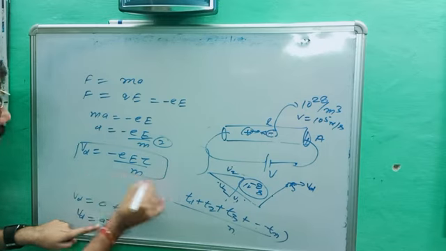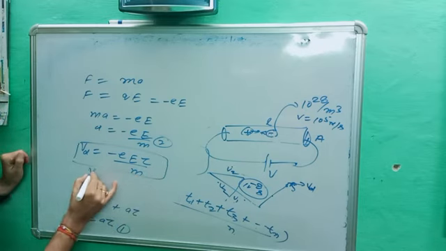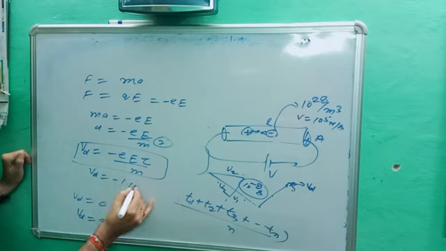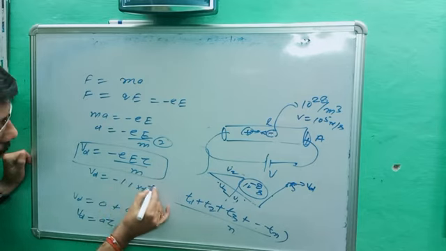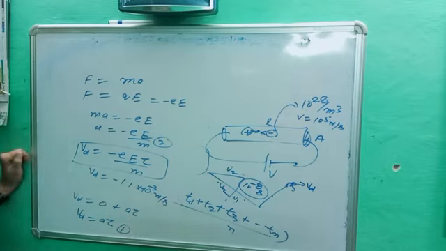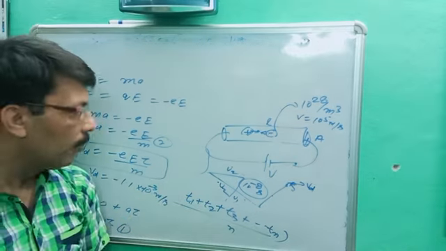This is the formula for drift velocity, and its numerical value Vd is equal to minus 1.1 millimeter, or minus 1.1 into 10 power minus 3 meter per second. So this is all about drift velocity.